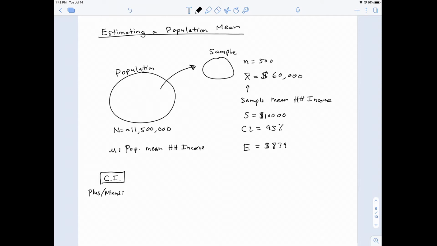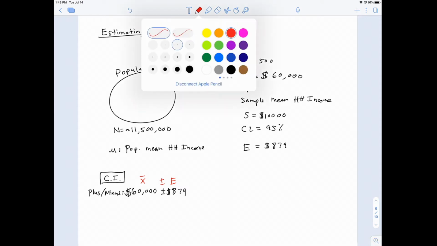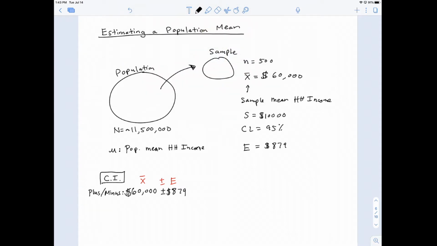And the plus minus form would be like $60,000 plus or minus the margin of error. So in this case, $879. All right, so this is the plus minus form, and the structure of it is X bar plus or minus the margin of error, right? And then we also have two other forms.